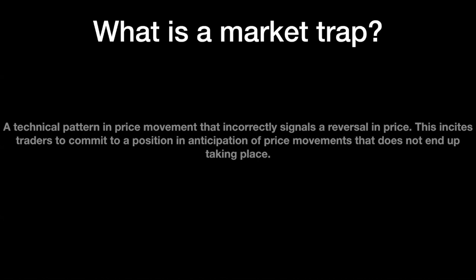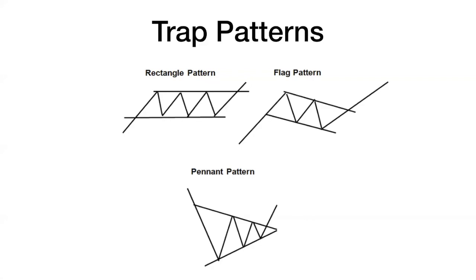So it incites traders to commit to a position, to either buy or sell at that time, because they are anticipating that a reversal is about to take place. They're anticipating price movement, but what actually happens is that the price movement does not end up taking place. You end up having price moving in the opposite direction of what you anticipated. That is what a market trap is. A lot of traders lose money in traps because they get excited and want to trade the reversals, and it just ends up not reversing.